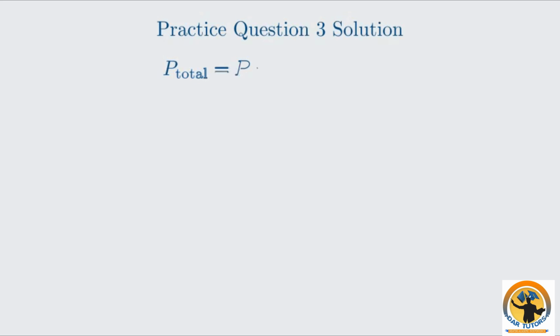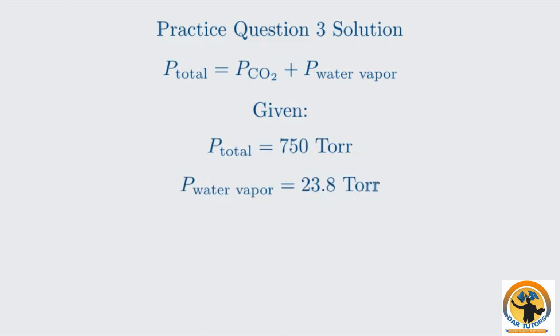Let's analyze the solution for question 3. We use Dalton's law. The total pressure is the sum of the partial pressures. In this case, the total pressure is the sum of the partial pressure of CO2 and the partial pressure of water vapor. The problem provides the total pressure as 750 torr and the vapor pressure of water as 23.8 torr. We need to find the partial pressure of CO2.